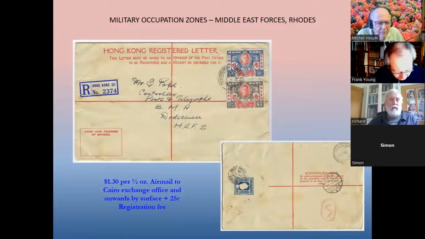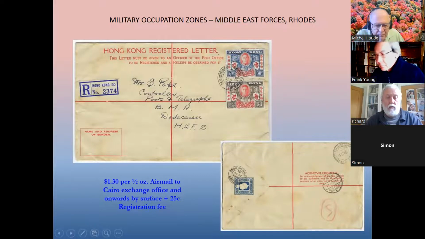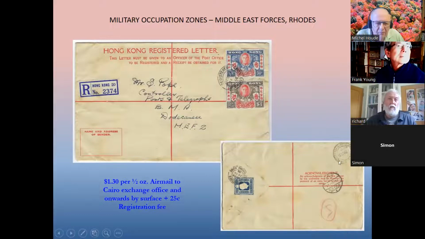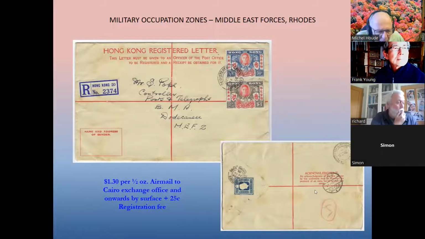It took me a while to figure out where all this stuff was, but this cancel in the upper right here is the Rhodes receiver and gives you the date of when it got there. It went via Cairo. Cairo would have been the exchange office for this. And 1946, going by air to the Office of Exchange of Cairo. That's how it got the $1.30 airmail rate, plus the 25-cent imprint going there.